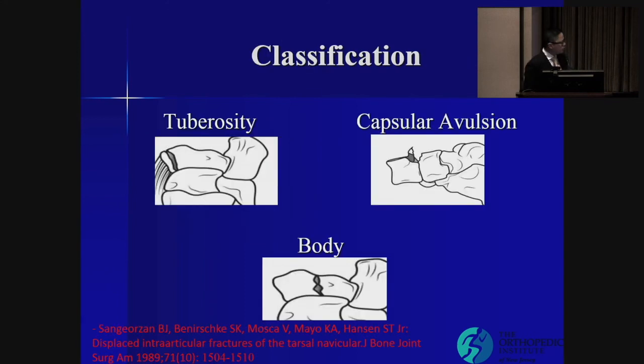Bruce Sangeorzan in Seattle really was one of the first to classify these based on where they're located. The only thing I left out in the slide is the stress fractures, which is a totally different beast on its own that has a lot to do with your metabolic state and the avascularity of the navicular. But from a trauma standpoint, you could have a tuberosity fracture, which is where the insertion of the posterior tibial tendon is, capsular avulsion, which describes what it is. The capsule pulls a little piece of bone dorsally, and body fracture, which is what you mostly see from a trauma setting.